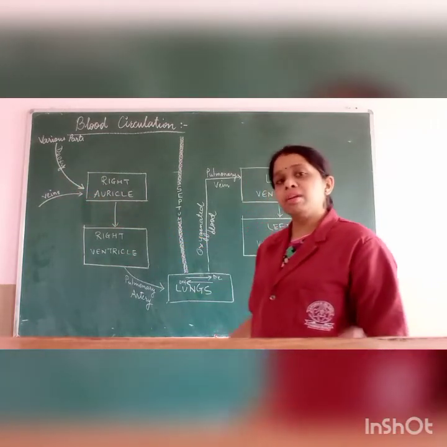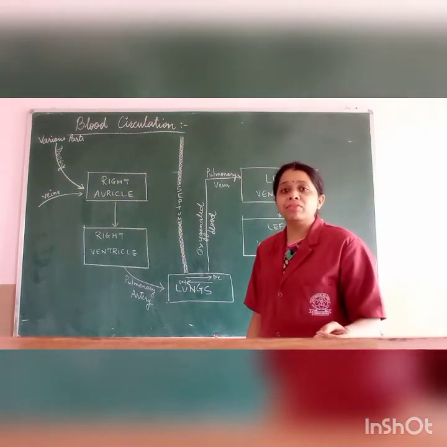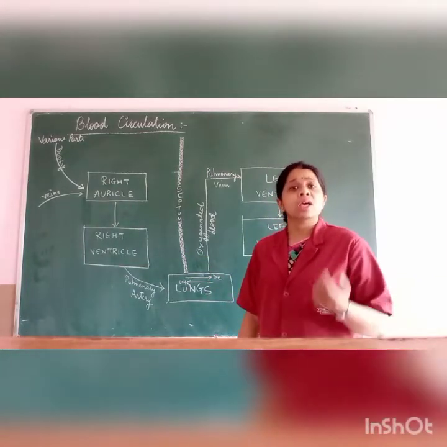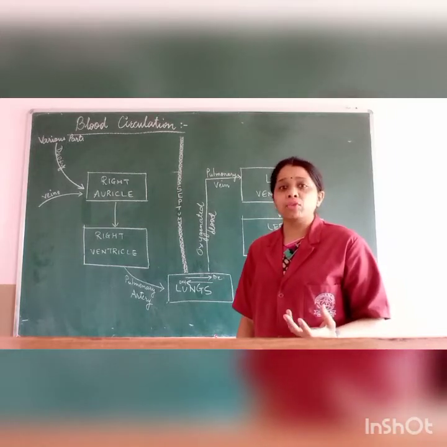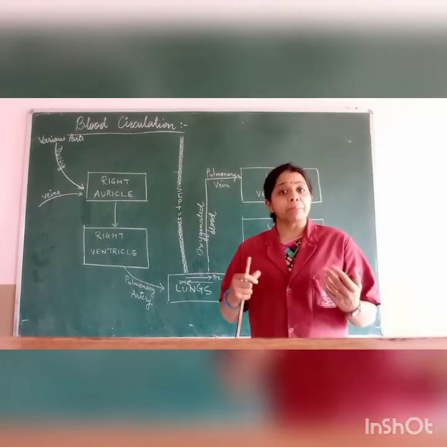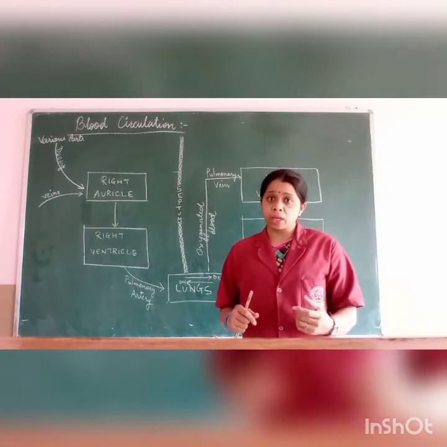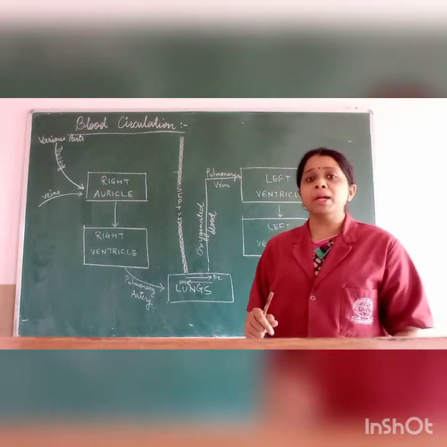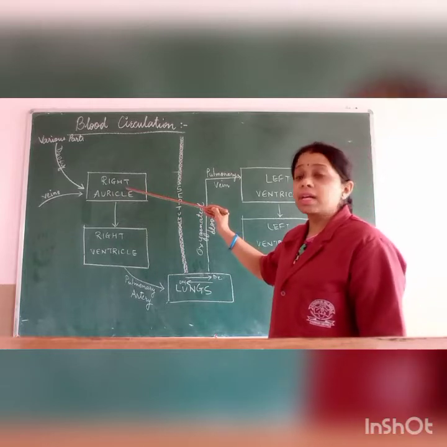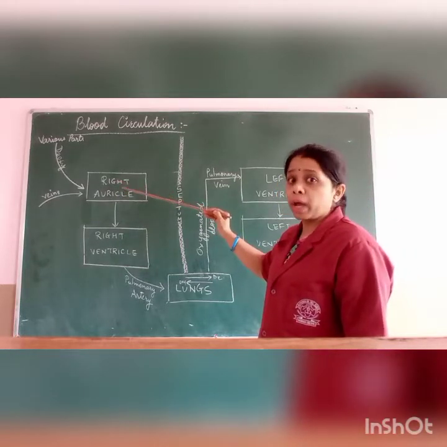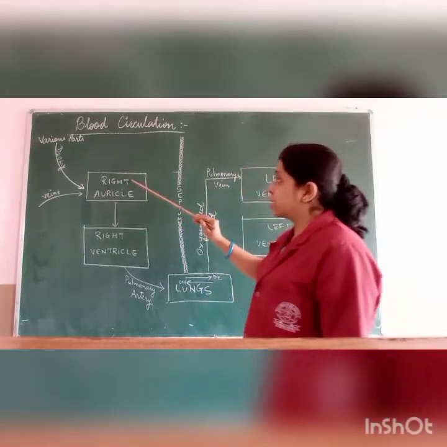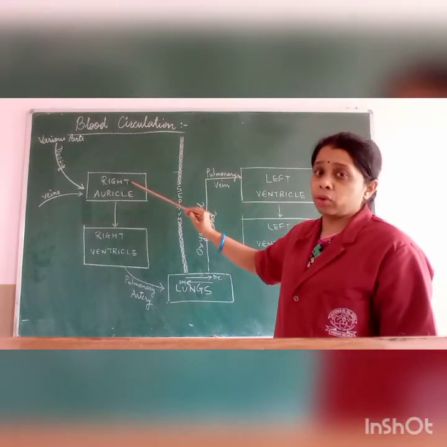Children, remember every time that whenever the heart receives something, whenever auricles or ventricles receive something, what do they have to do? They have to make up the space. And if they have to make up the space, that means they have to relax. When they are receiving the blood, they have to relax. So here also the right auricle is relaxed, because it will receive the deoxygenated blood through the veins.